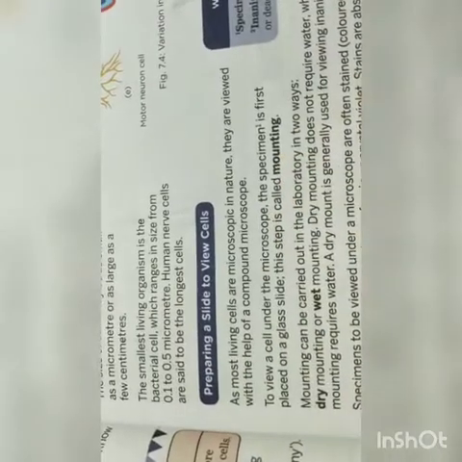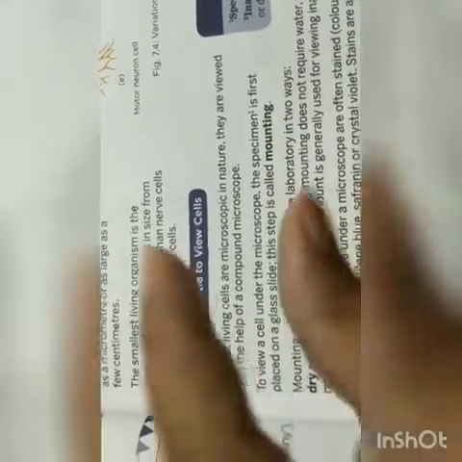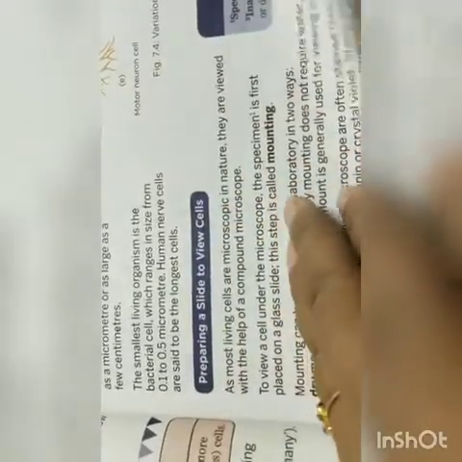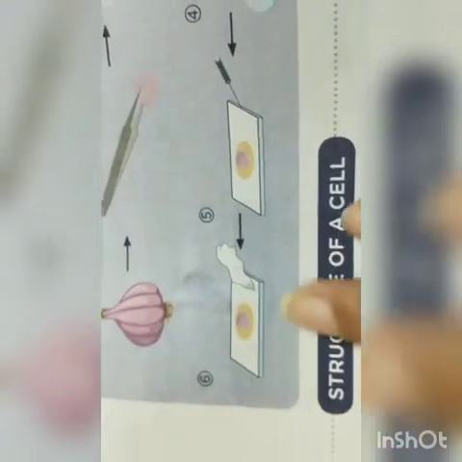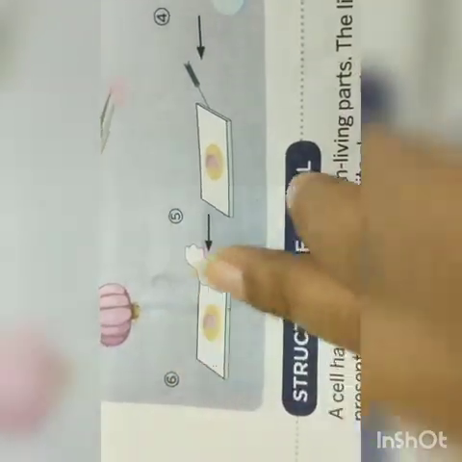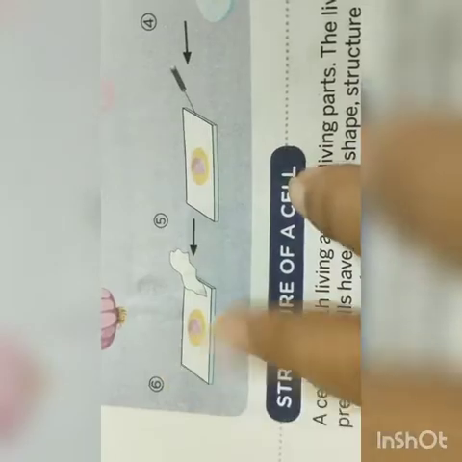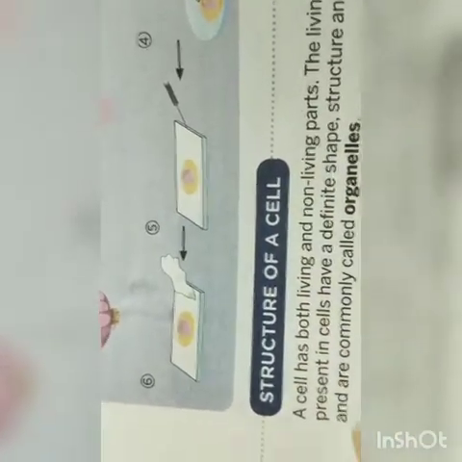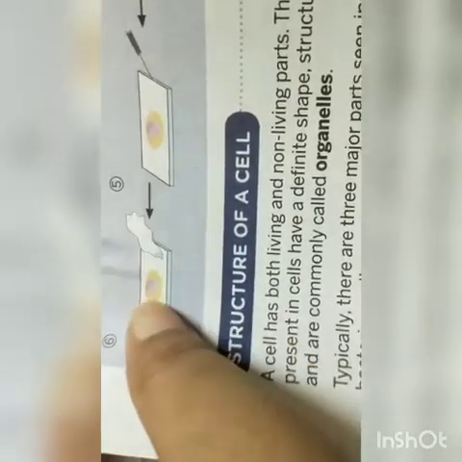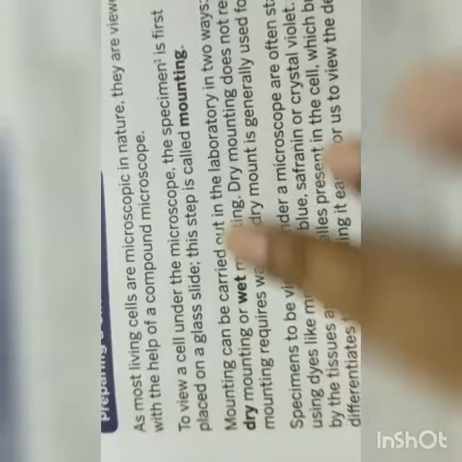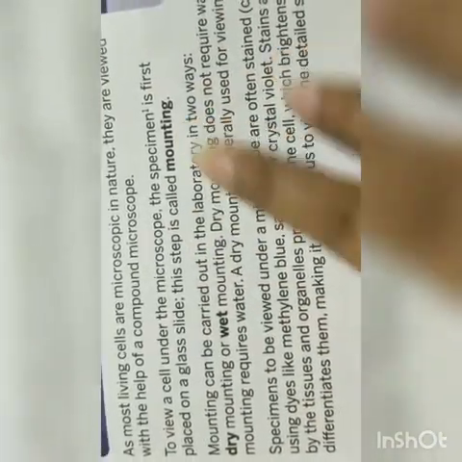So the specimen is first placed on a glass slide. Here, at the back, it is given. I will show you. Look, this is one piece of glass, a rectangular piece of glass. It is called the glass slide. So first the sample will be placed on the glass slide. The sample will be placed here, and that is called mounting.